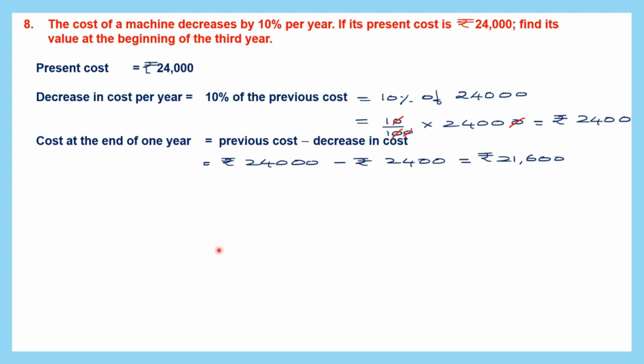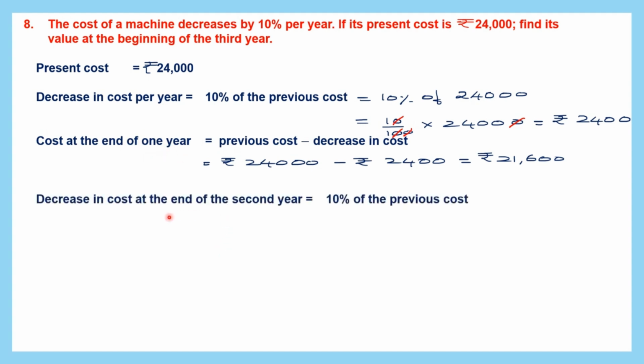We have to go to the next year. So, the decrease in cost at the end of the second year. Decrease in cost per year: at the end of 1 year we found the cost. Now we are finding only the decrease first, and that is 10% of the previous cost. So this will be 10 by 100, or 10% of the previous cost, which is 21,600. So this will be equal to 10 by 100 into 21,600.